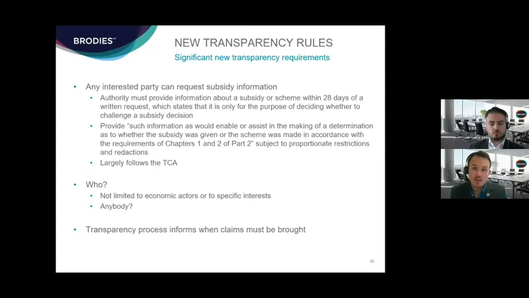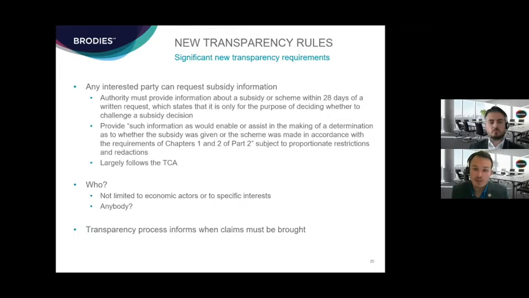So one of the things that the bill clarifies is what the meaning of an interested party is. So an interested party is a person whose interests may be affected, a real person, a living person, or a legal person whose interests may be affected by the subsidy or scheme in question, and who may therefore be able to challenge it. So it's essentially potential challengers, but that's much broader than businesses, economic actors, or specific interests.